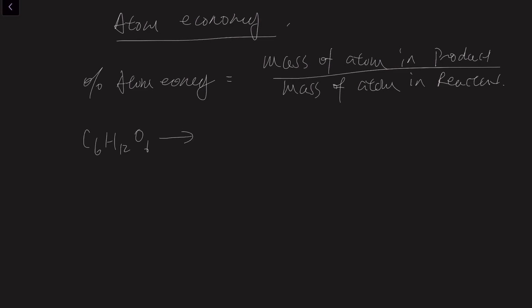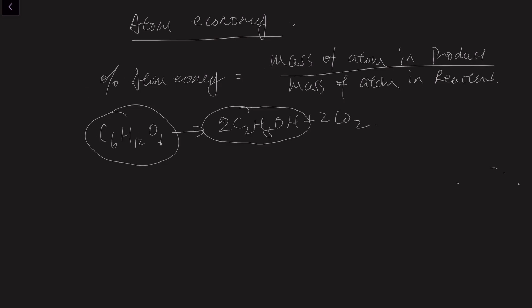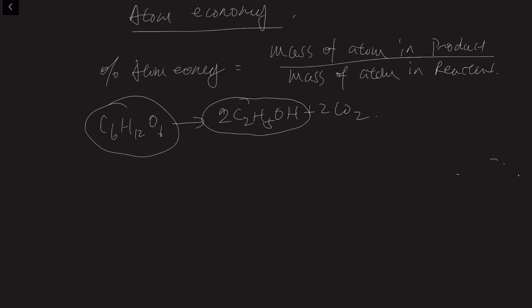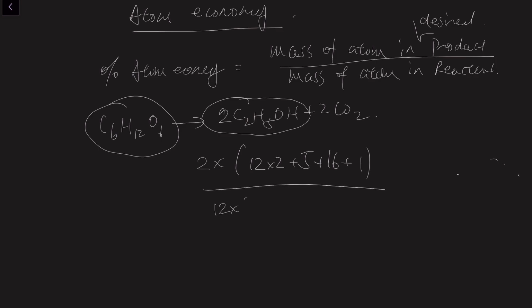So for the fermentation of glucose, we want to calculate the atom economy. The mass of atoms in the desired product is 2 times (12 times 2 plus 5 plus 16 plus 1) divided by (12 times 6 plus 12 plus 6 times 16), times 100, is 51.1%. So this is it for this video.